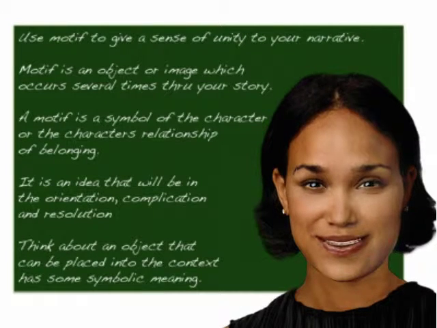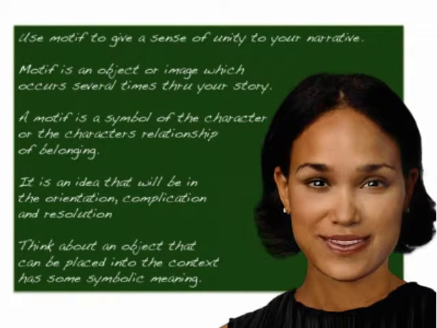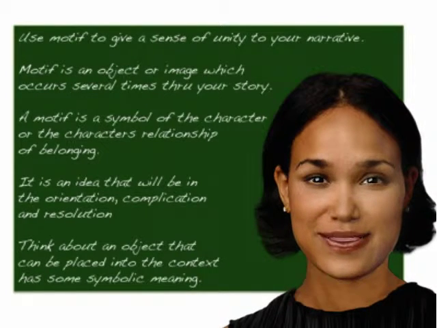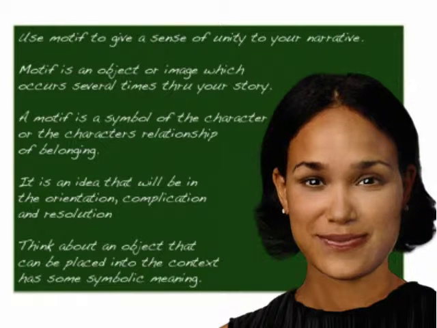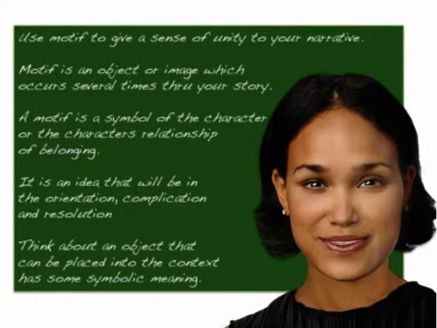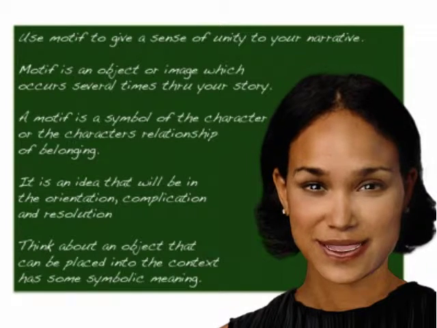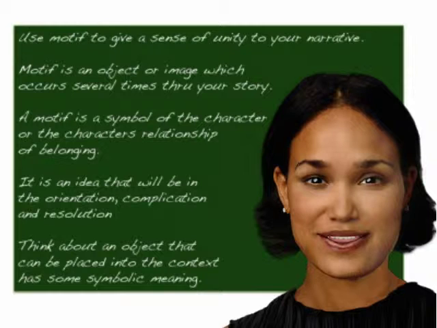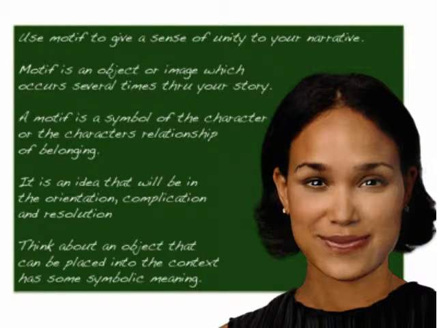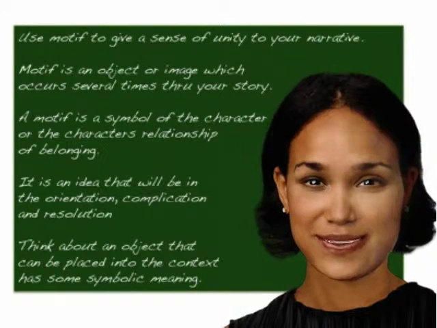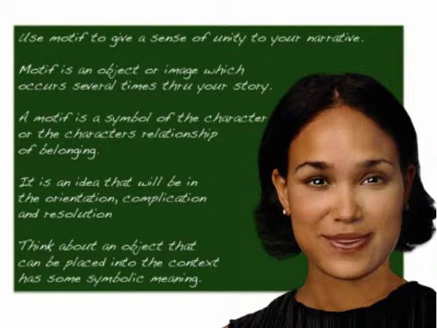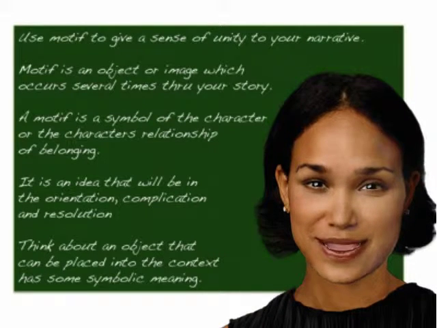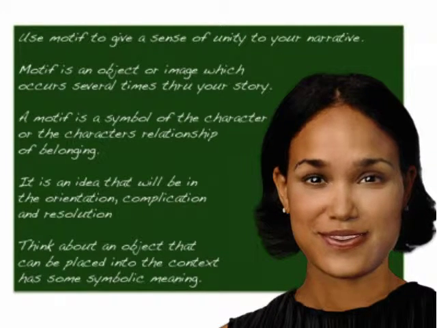A nice way of giving a sense of unity to your narrative is to use a motif. A motif is an object or an image which recurs several times through the story, and it's a symbol for the character and the character's relationship with belonging in the case of this story here. So it's an idea that will come back maybe 3 times throughout the story. You'll introduce it in the orientation, it'll come back somewhere in the complication in the middle of the story, and then it'll be referred to again in the resolution.